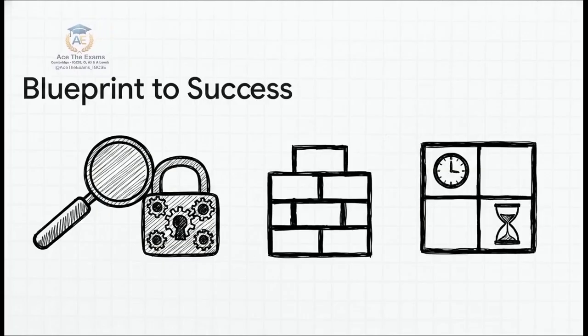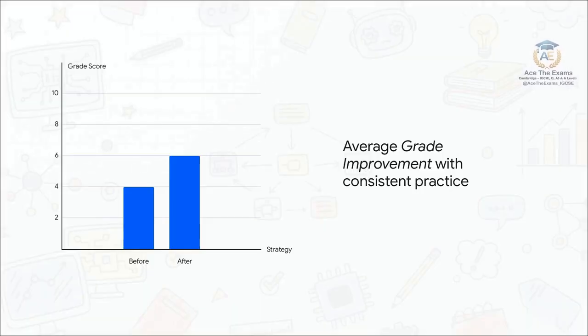Third, the time management matrix. Don't be like Sam. Do not rush the high-value analytical questions just because you spent way too long perfectly defining basic terms at the start of the paper. Stick strictly to your allocated minutes per mark. Look, the data here speaks for itself. Students who implement these computer science strategies see an average improvement of 2 grade boundaries, but only if they practice consistently with our weekly videos.